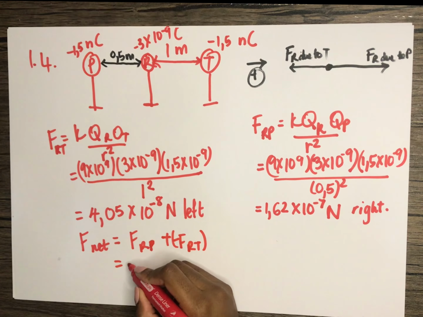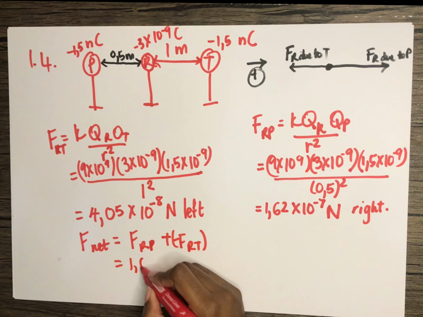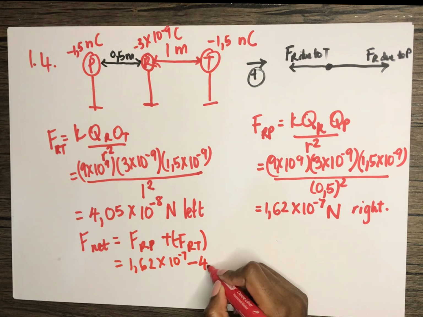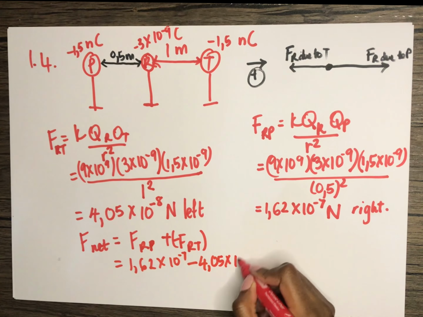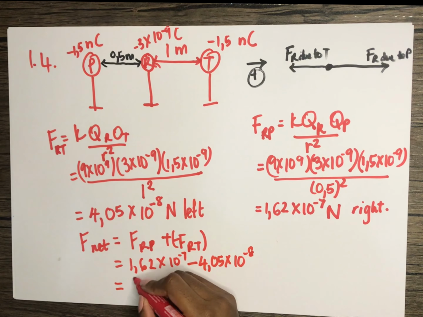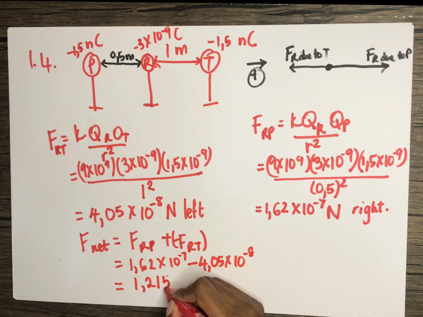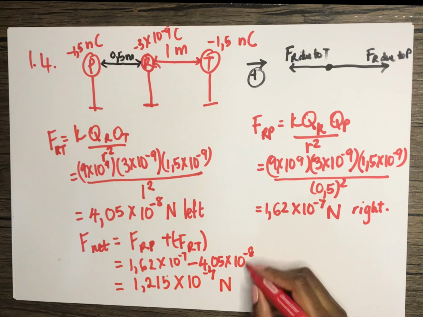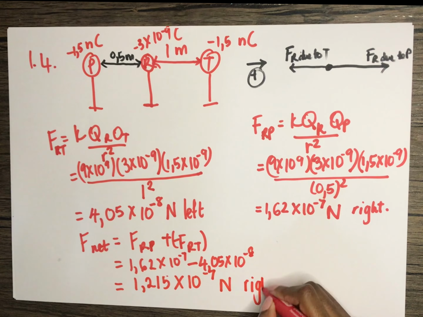So it's going to be 1.62 times 10 to the power of negative 7 minus 4.05 times 10 to the power of negative 8. You should get a positive answer, 1.215 times 10 to the power of negative 7 newtons to the right.